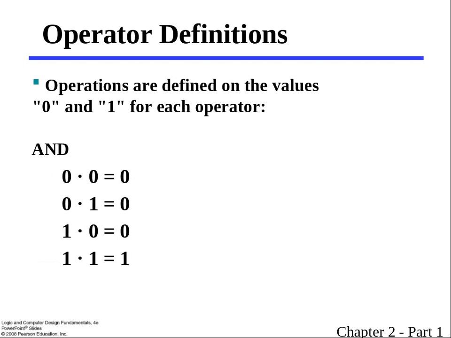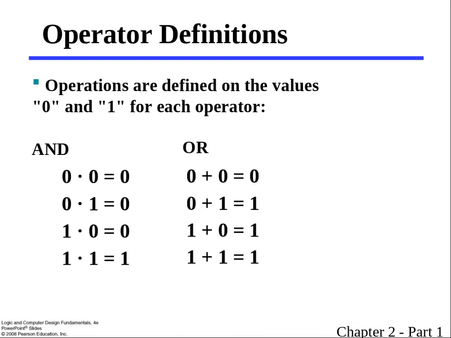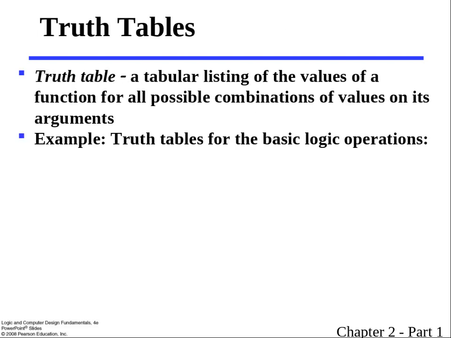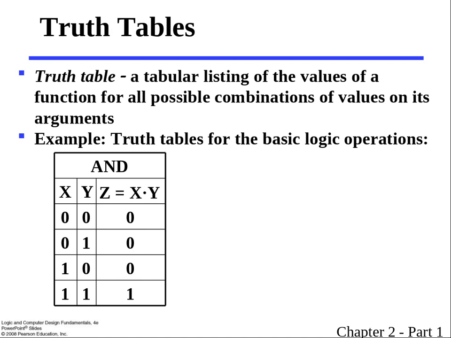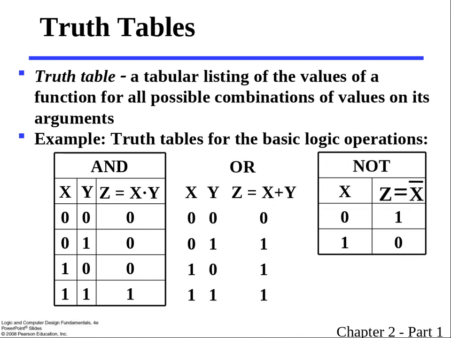So let's see. So you have and: 0 and 0 is 0, 0 and 1 is 0, 1 and 0 is 0. And then you have or: 0 or 0 is 0, 0 or 1 is 1, etc. And then of course you have not. Not 0 is 1 and not 1 is 0. How are we doing? All right. Truth tables. Hopefully I have written some of these out. And here's some more examples.